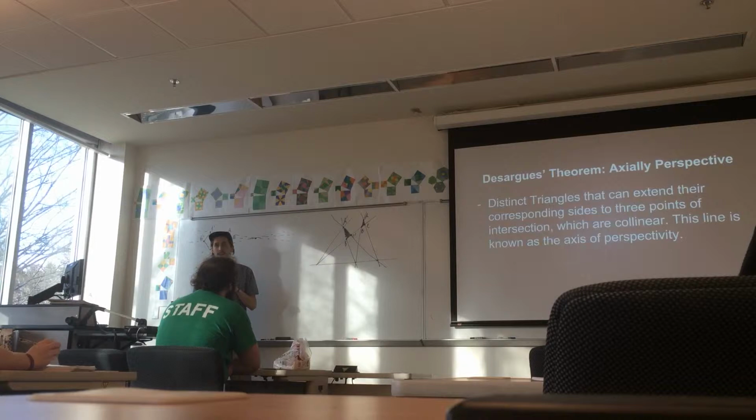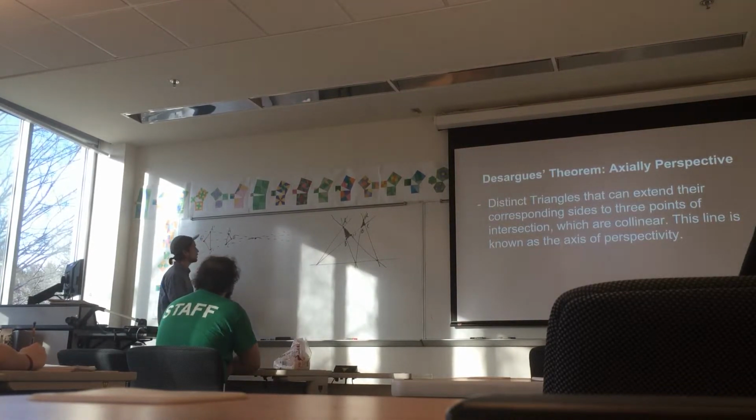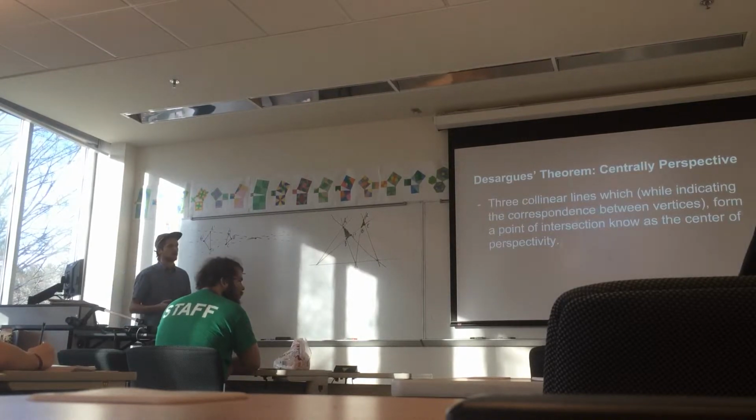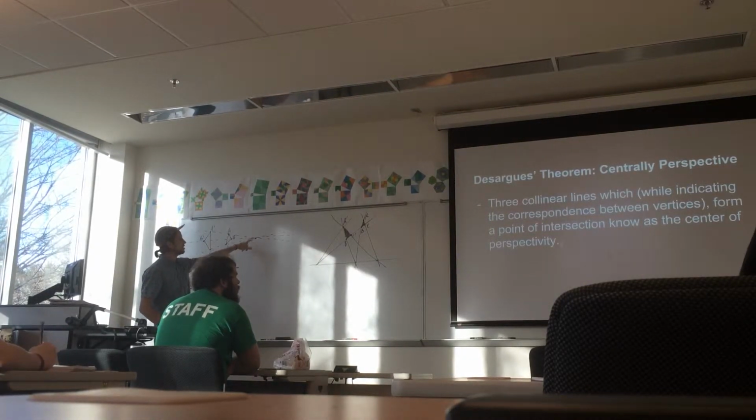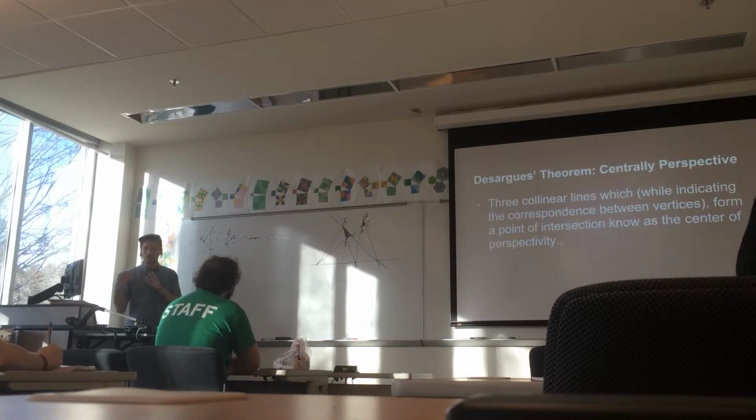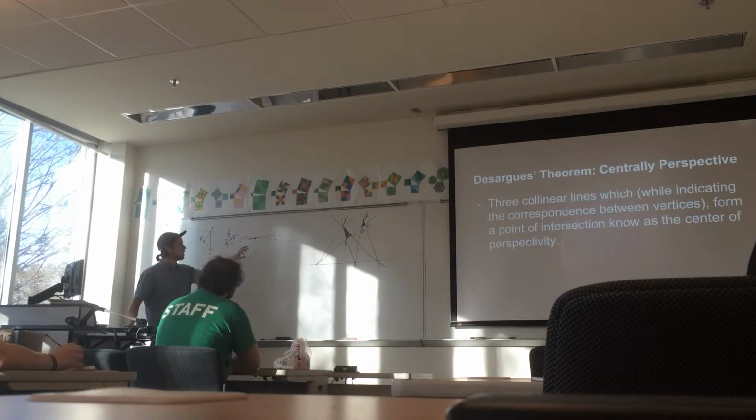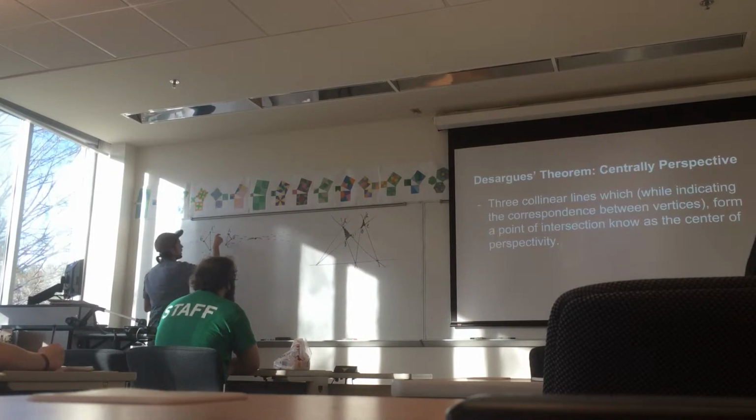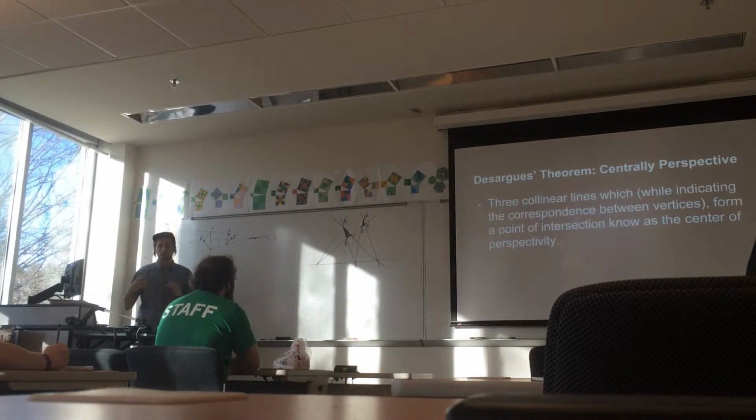The reason for that has to do with the fact that they're also centrally perspective, which is drawn here. Centrally perspective means that there are three lines that go through a single point of intersection. This point is known as the center of perspectivity. And as you can see, each line corresponds to a certain vertex.